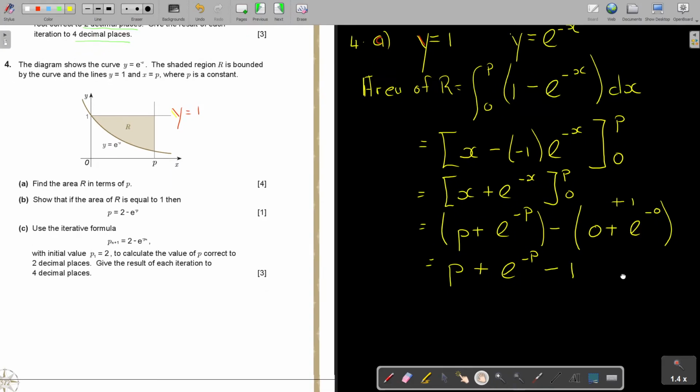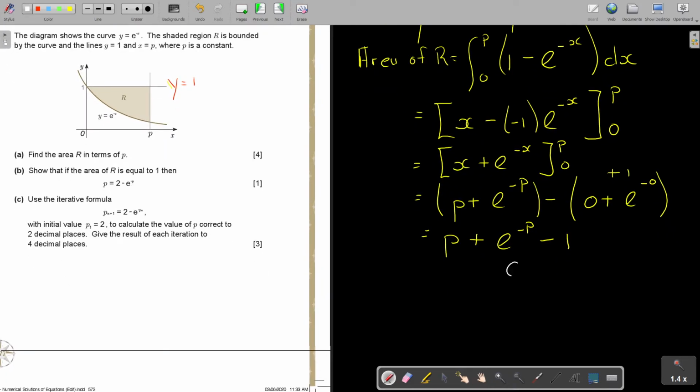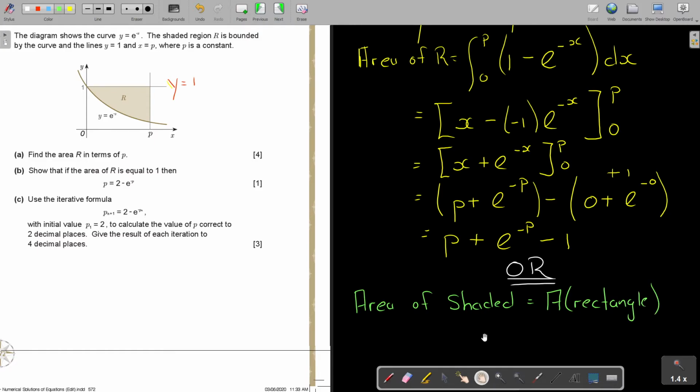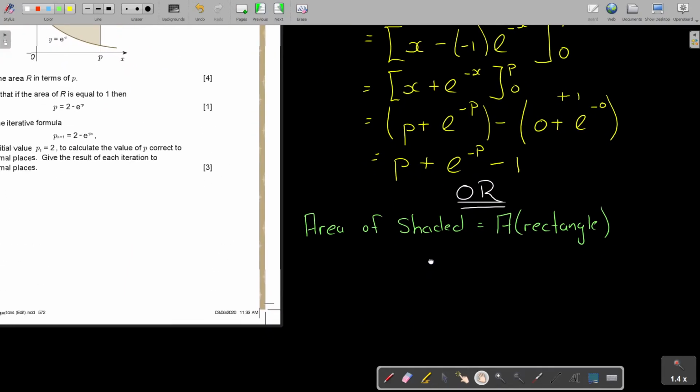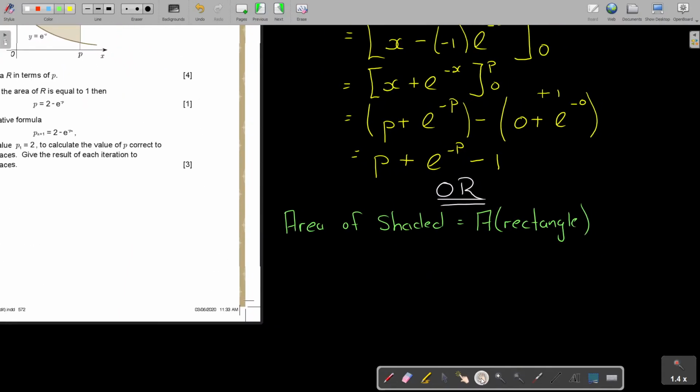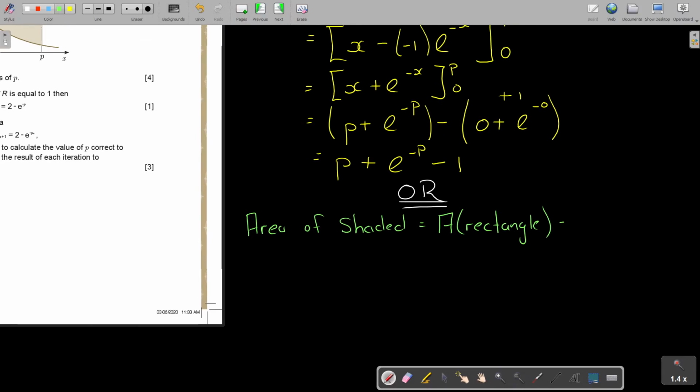But I also want to show you, in the teacher's guide, it's done like this. So if I want to find the area of the shaded region, I can say area of shaded, I can also say the area of the rectangle, minus area under curve.